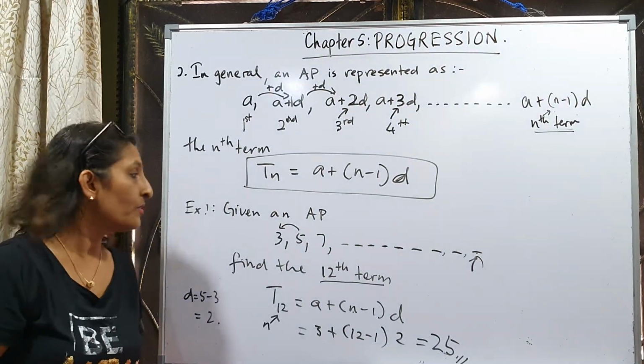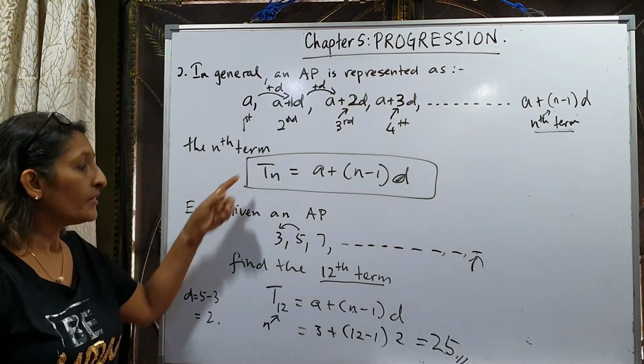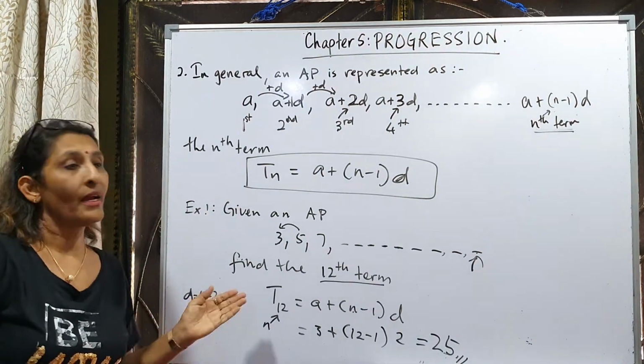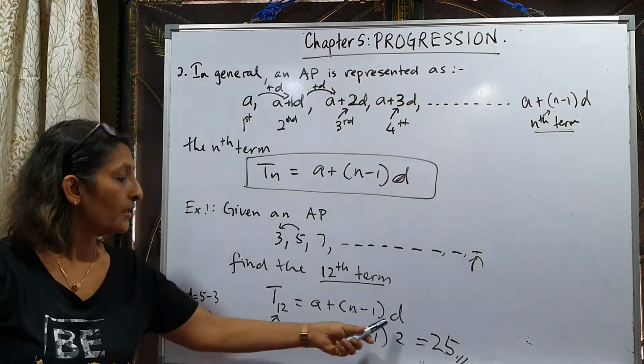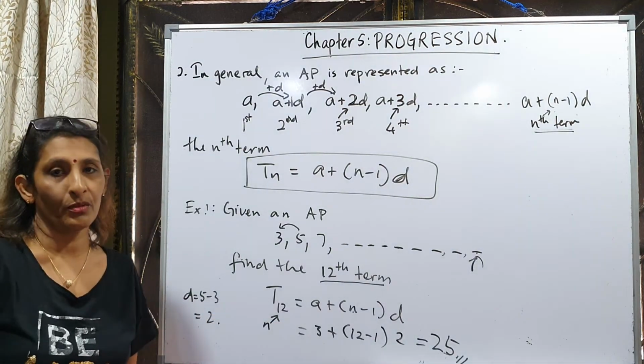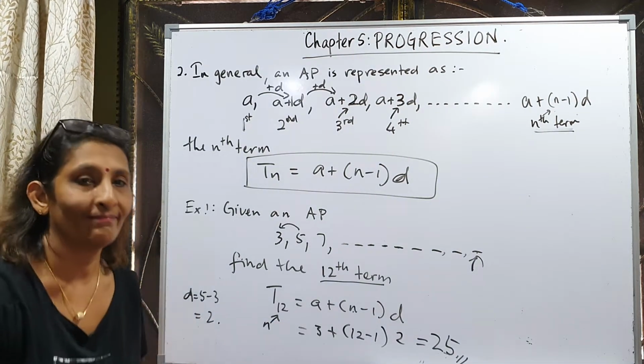So that is how we use this formula. So even if I ask you what is the 100th number, it's easy. You just have to put in the formula, everything, and you can get the value. Alright?